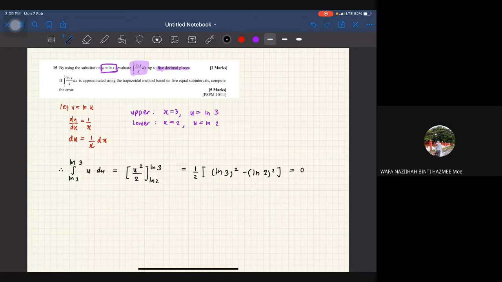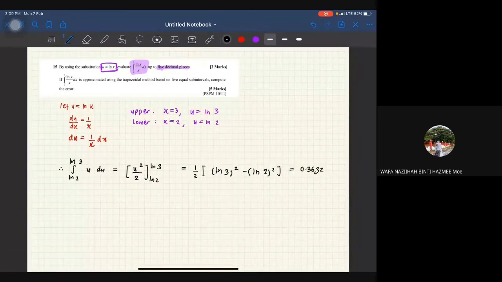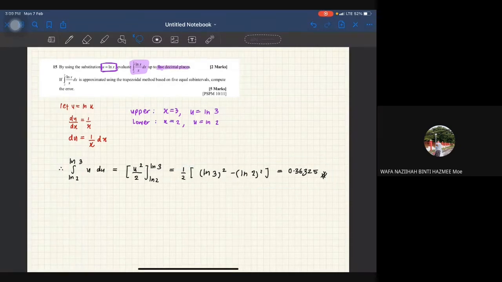I get 0.36325. Betul tak? Awak dapat tak jawapan yang sama? Do you get the same answer as me? Dapat. Okay, good. Alright, so itu adalah yang first part. Okay, yang warna purple tu. So this one settle. Saya tandakan this as settle.